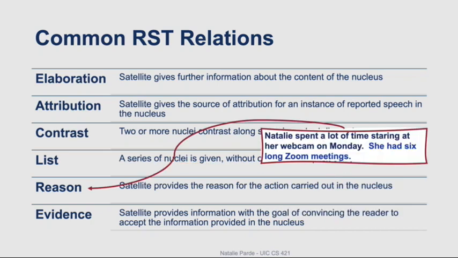In the reason relation, the satellite provides the reason for the action that is carried out in the nucleus. For example, we may have a nucleus, "Natalie spent a lot of time staring at her webcam on Monday." This could conceivably be for a lot of different reasons, and the specific reason here is provided in the satellite: "She had 6 long Zoom meetings."